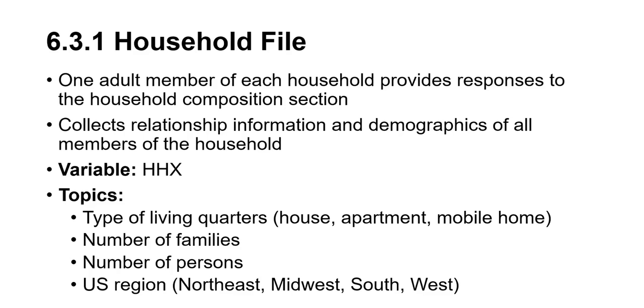The variable that is included to identify households is HHX, and so topics that are included within this file may be the type of living quarters, the number of families, the number of persons living in each living quarter, and the region where they live in the United States, such as the Northeast, the Midwest, South, or West.